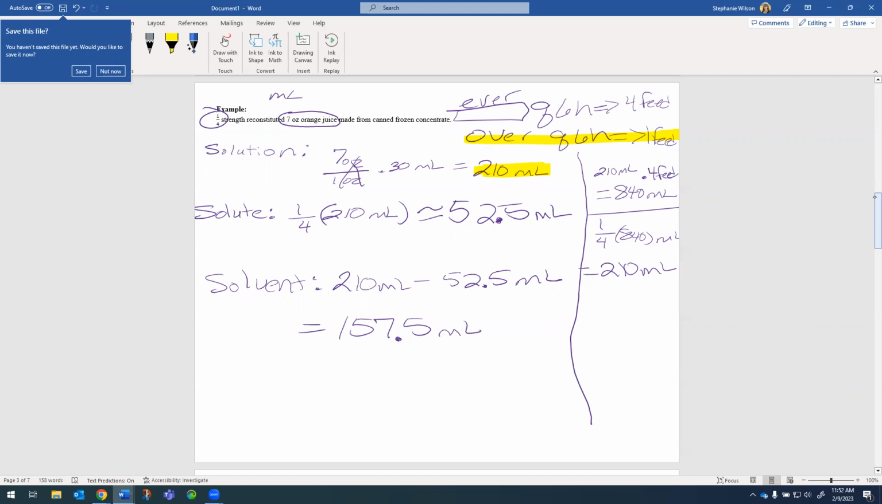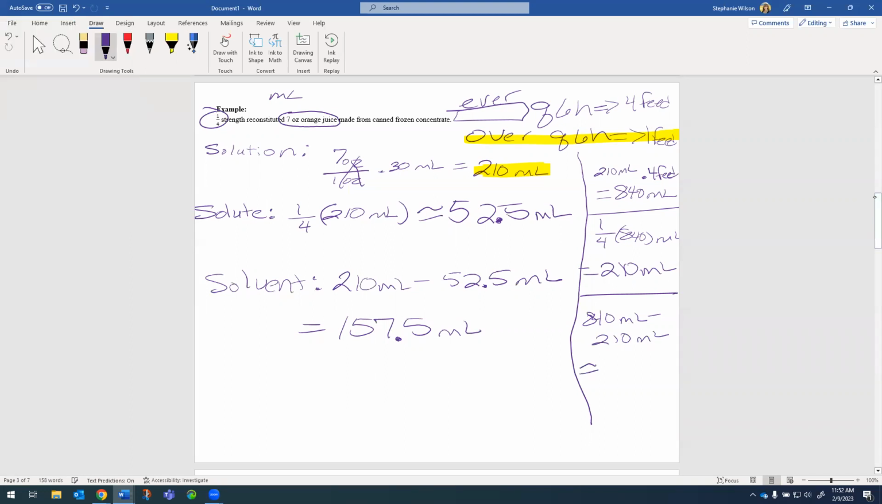Now, however, if I wanted to know over here for the 4 feedings, then that means I have 840 milliliters minus the 210 milliliters, right? And the 840 milliliters minus the 210 is 630 milliliters of water. This makes sense, right? Because if we want 1/4 strength, it's not going to be a very strong drink. If it was 3/4 strength, it would be a real strong drink. So just ask yourself, does it make sense? And what are we solving for here?